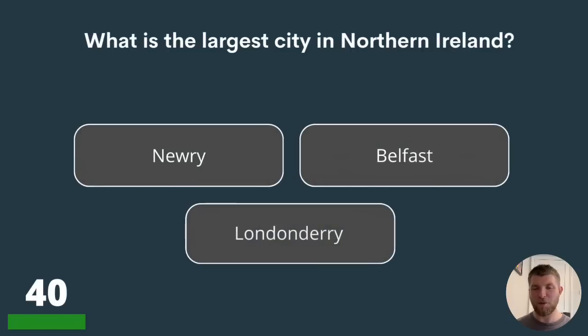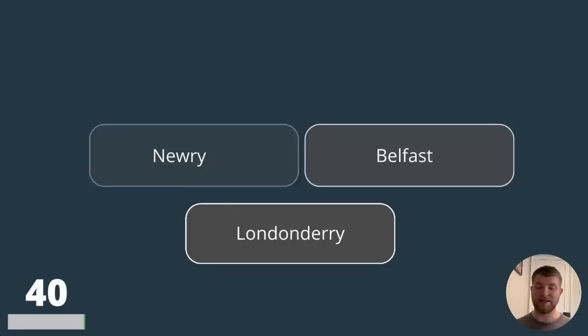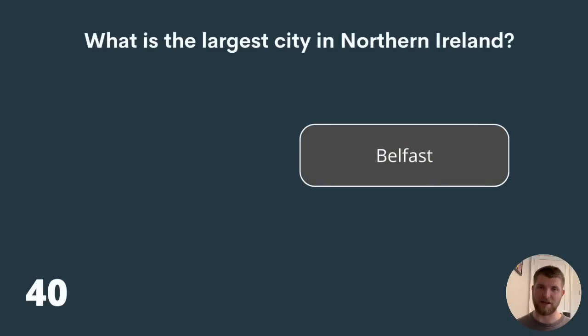Question 40. What is the largest city in Northern Ireland? Is it Newry, Belfast, or Londonderry? The largest city in Northern Ireland is Belfast. The answer is Belfast.